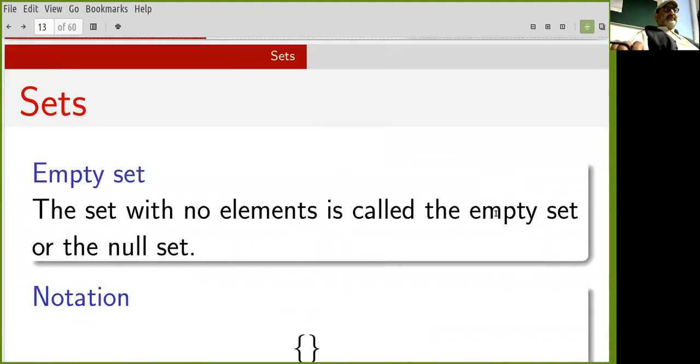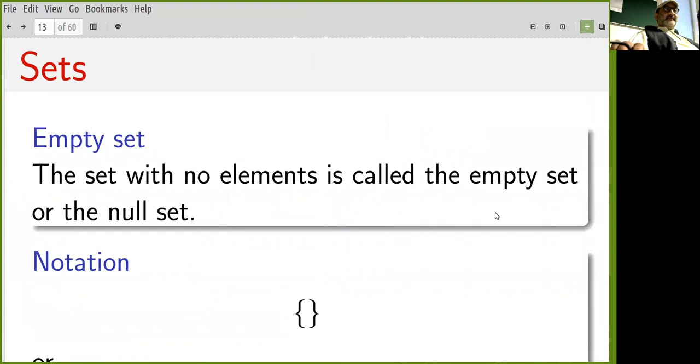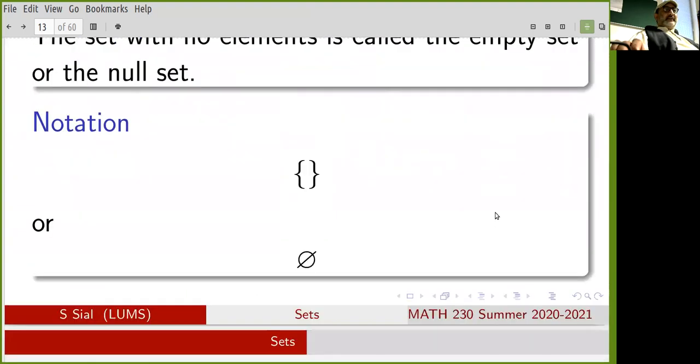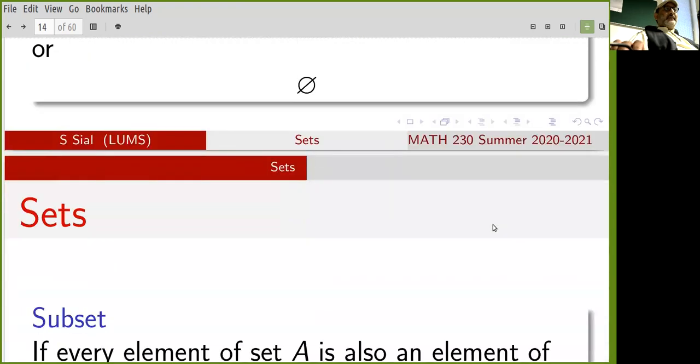Okay. There's a set that also comes up a lot, which is called the empty set. This is the set which has no elements in it. So the notation for that is either curly brackets with nothing in them, or this Norwegian letter which looks like an O with a stroke through it. Both are notations for the null set or the empty set.